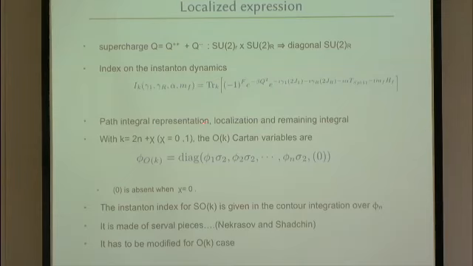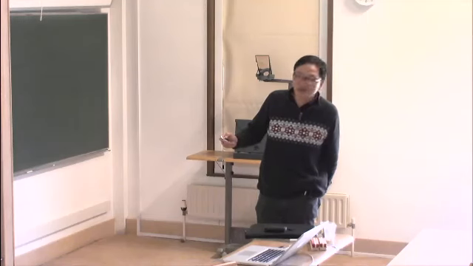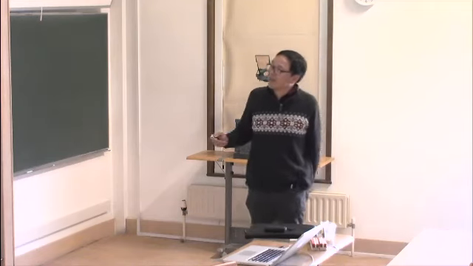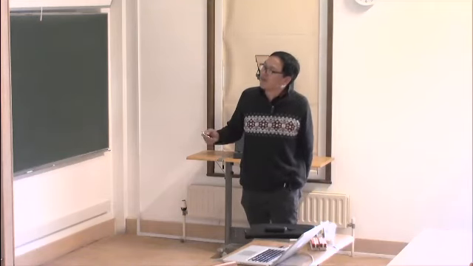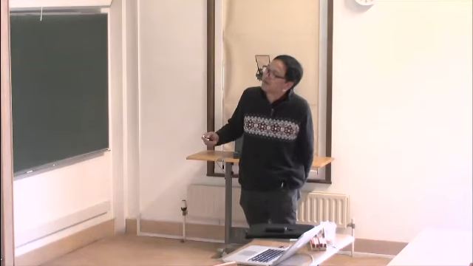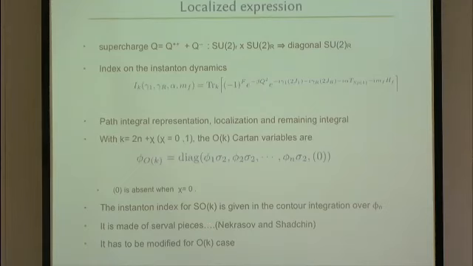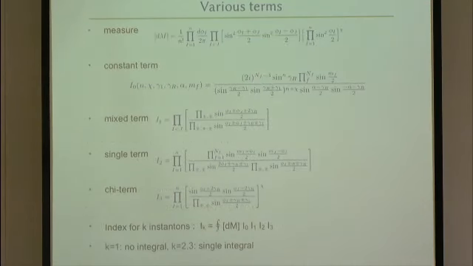at the end one has to integrate over the O(K) Cartan variables, which depends on whether K is even or odd. One can write K equals 2n plus chi, where chi could be 0 or 1, and this is the diagonal element of the Cartan element of O(K). And then one has to integrate over this Wilson line of the SO(K) Cartan element. This is made of several pieces, and this work was done by Kim, Kim, Lee and Shadchin, and then we modified that to O(K). So here are the various terms.